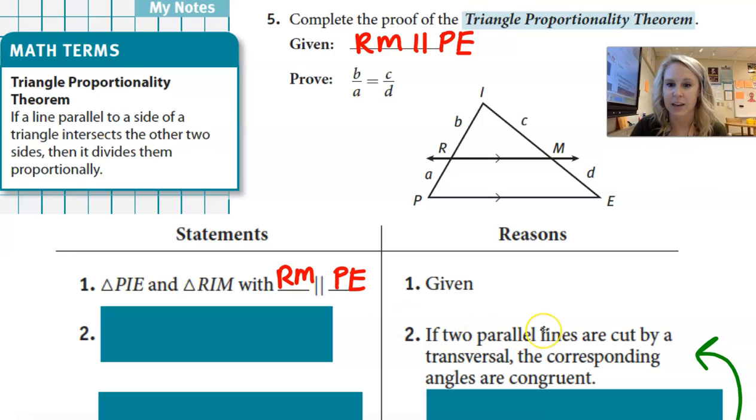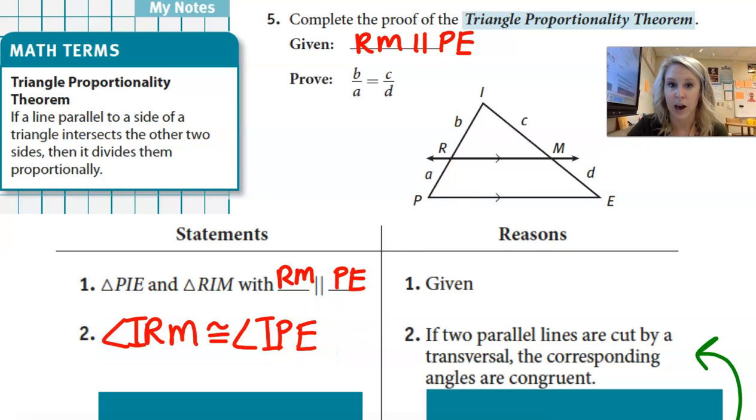Okay, now if I have parallel lines cut by a transversal, I know corresponding angles are congruent. Okay, so an example of corresponding angles would be IRM. So this angle is congruent to IPE. Okay, you could have also said IMR, or you could have said IEP. So you just got to pick a pair of corresponding angles. I picked RMP. Okay.